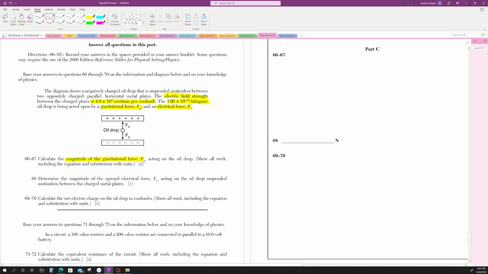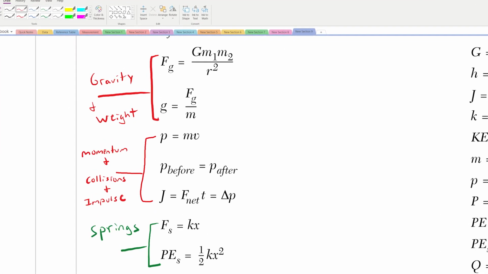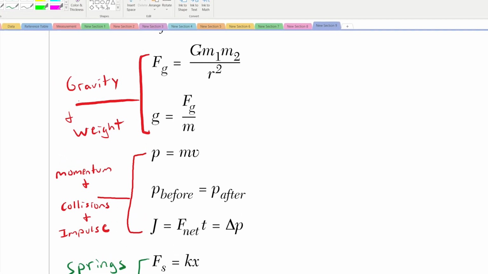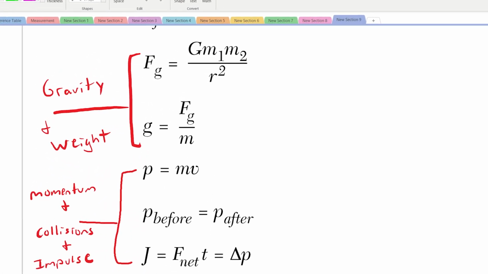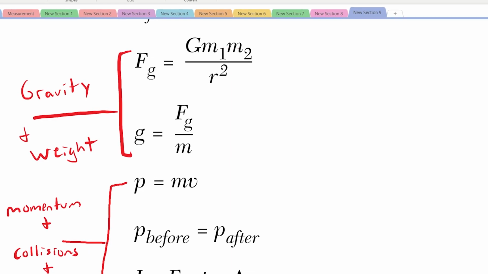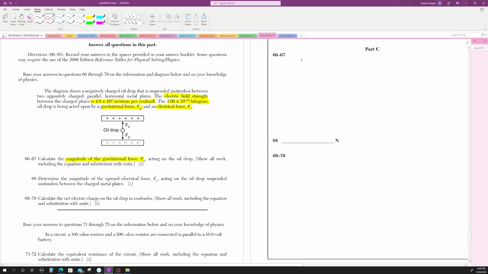Let's head to the reference table. Since we're looking for an Fg, my eyes automatically dart to gravity and weight. Fg is for comparing two objects. We don't have two objects this time. We just have the one object, so I can just use this particular equation. g is Fg divided by m. I always cross multiply when I write this, so Fg is mass times gravity. I like my equations written that way. Others may differ. Fg is what I'm searching for.